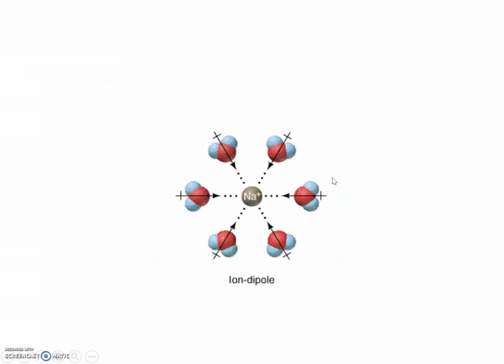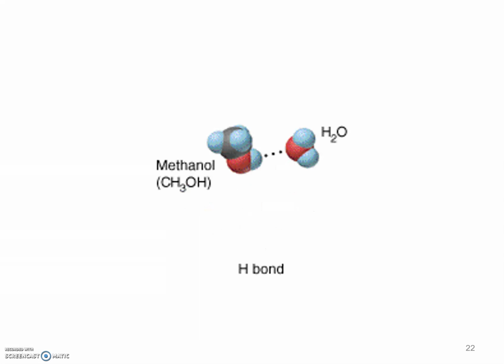Hydrogen bonding. Okay, so here I'm just going to go through a few pictures of different intermolecular interactions. So that's an ion-dipole interaction. We already saw that picture. And then here is a hydrogen bond. So I like this example of a hydrogen bond because it's illustrating how you can have hydrogen bonds between things other than water, because water is such a classic example we always look at.